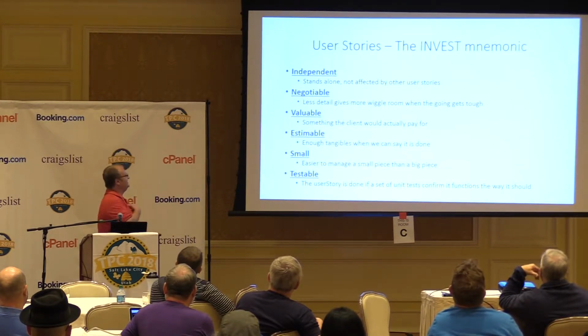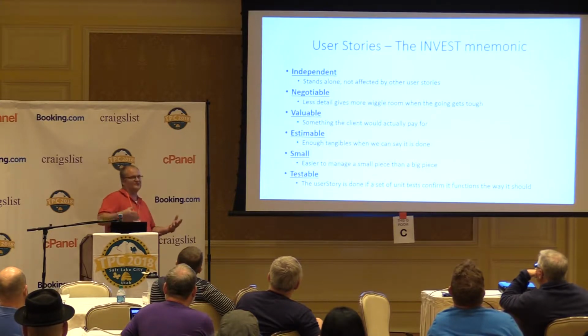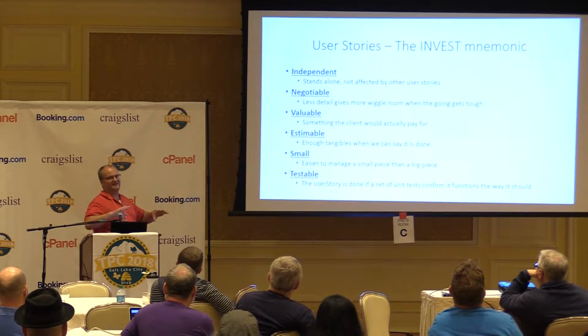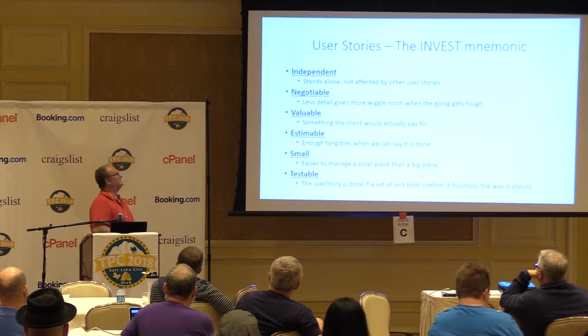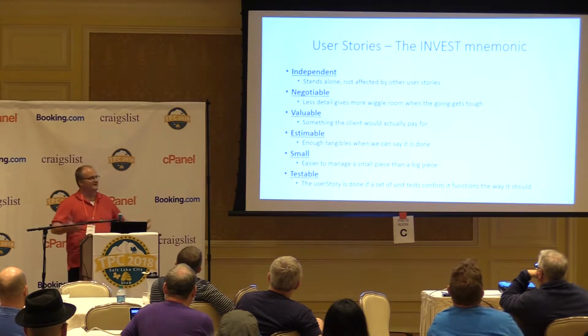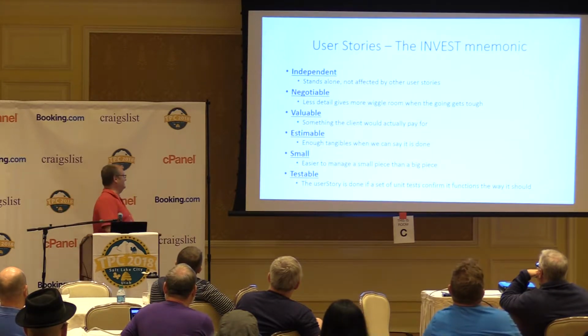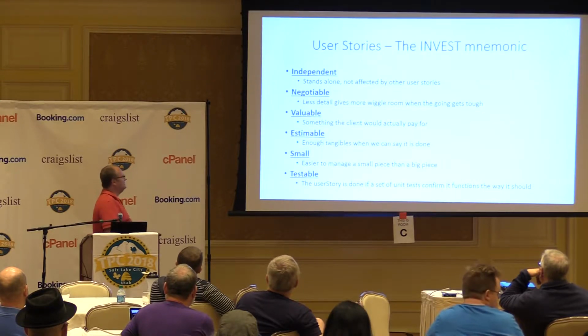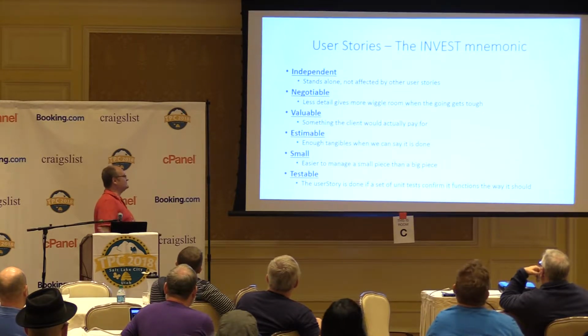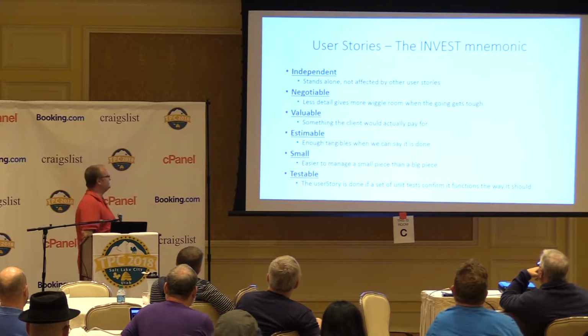Estimatable: there has to be enough details in there so that you can actually say that, okay, it's going to take so much time. We're not looking at nailing down the time yet, but you have to have details. "I want to have a website that's as good as Amazon" is not enough details. And that leads into the next one: you want to keep it small. Certainly easier to manage a small piece than a big piece. And of course, we can mix and match when they're small pieces.